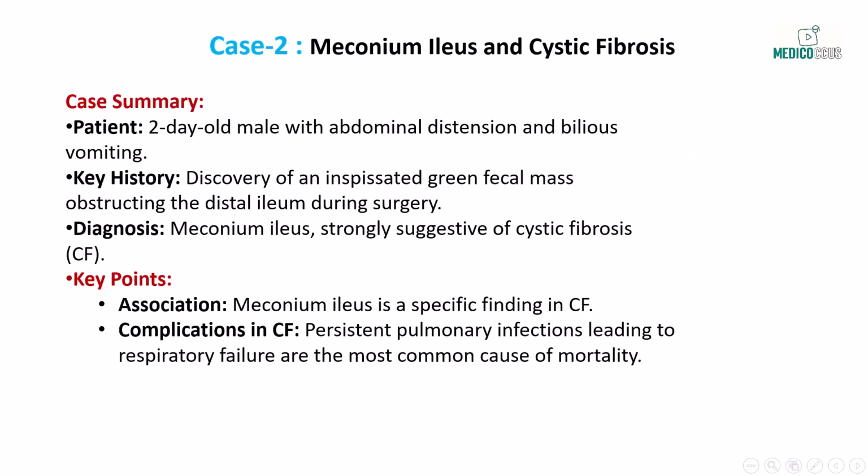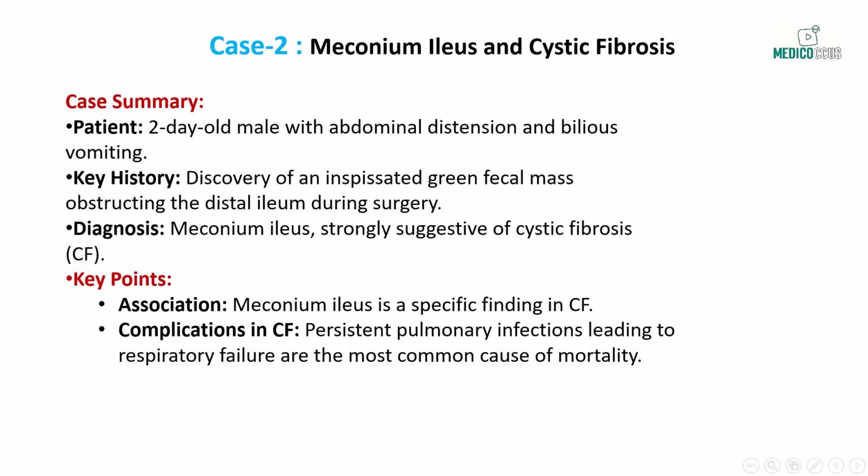Our third case involves a 2-day-old male who presented with abdominal distension and bilious vomiting. Imaging and surgical findings revealed an inspissated green fecal mass obstructing the distal ileum, consistent with meconium ileus. This condition is highly specific for cystic fibrosis, making it another critical topic for step 1. Meconium ileus occurs due to the thick, sticky meconium caused by abnormal chloride and sodium transport in the intestines.